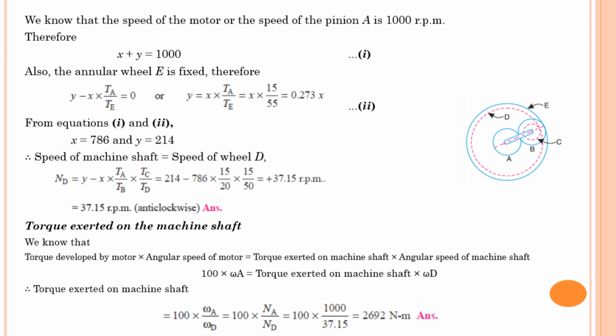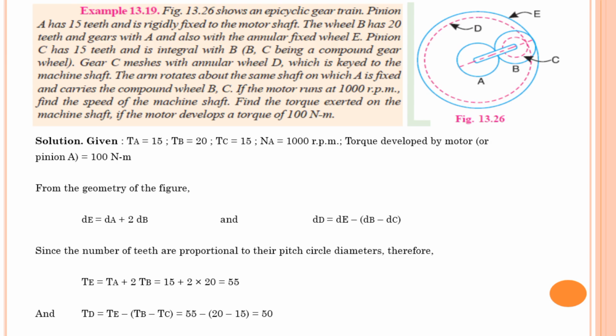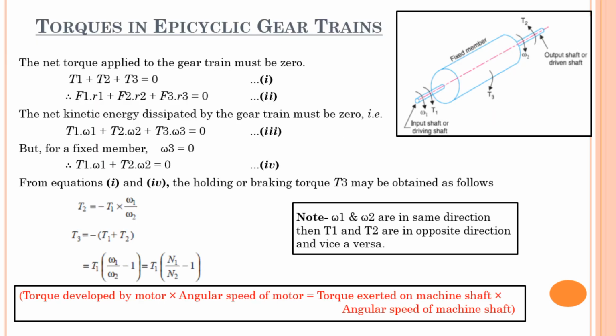Next, after finding speed, we have to find the torque exerted on the machine shaft. Again, observe carefully: on the input shaft, gear A is mounted which is rotating at 1000 rpm, it has plus sign. ND is the output shaft which is rotating with again plus sign, that means anti-clockwise only. That means input gear and output gear have the same sign, that's why torque will act in the opposite direction. That's why whatever equation we have written previously is correct and applicable for your problem.